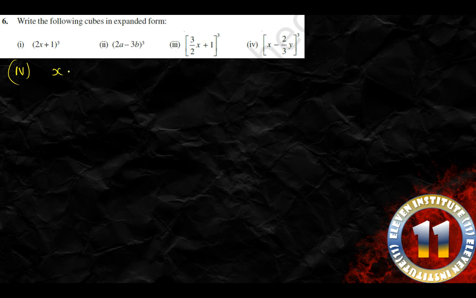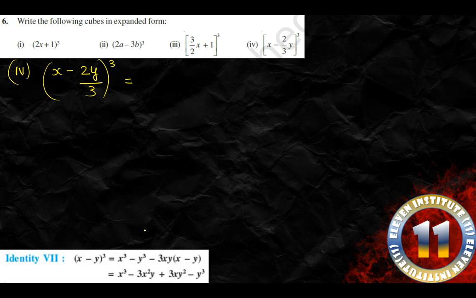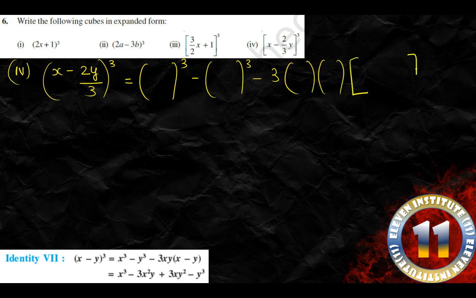So I will write over here x minus 2y upon 3 the whole cube. So let us apply the formula over here first. This resembles x cube minus y cube minus 3xy into x minus y. We can write over here x cube minus y cube minus 3 into x into y whole multiplied by x minus y.